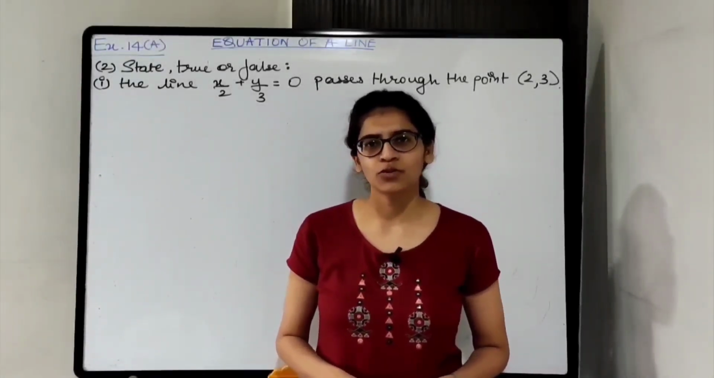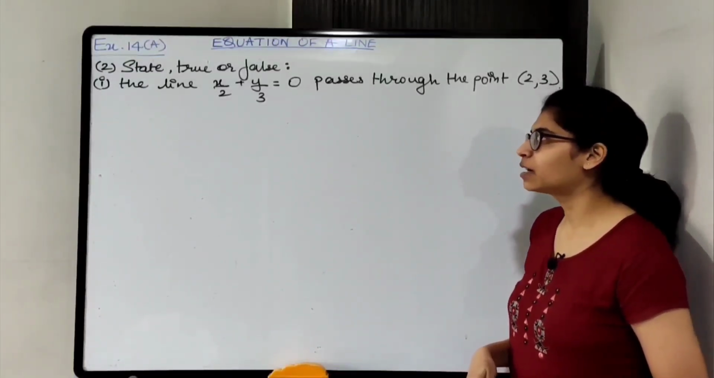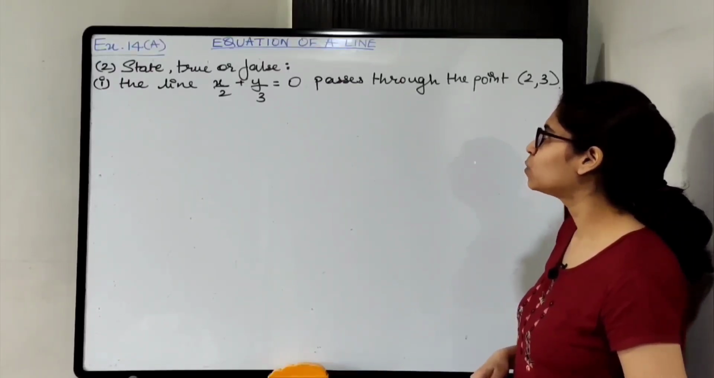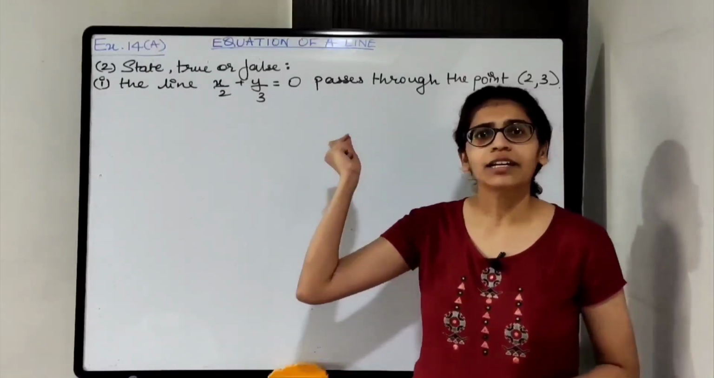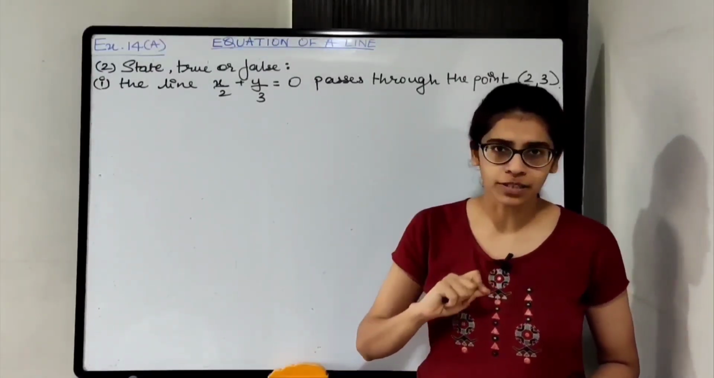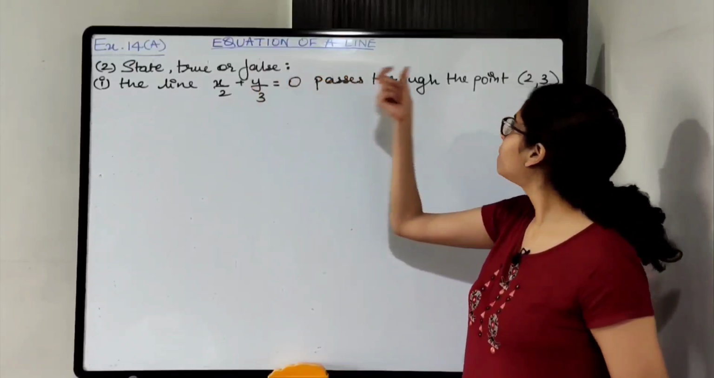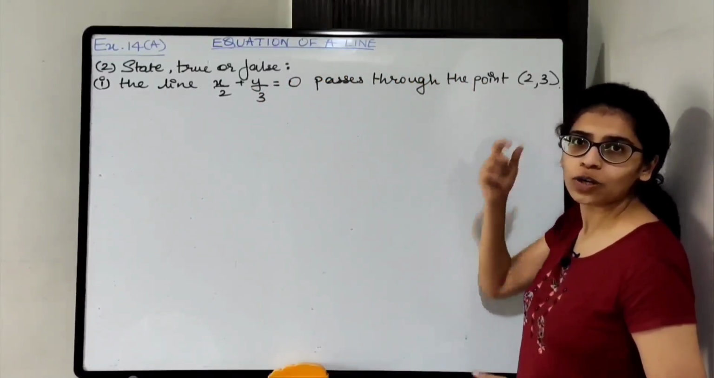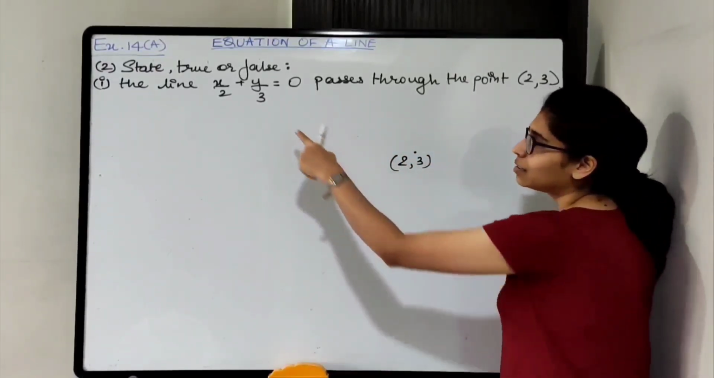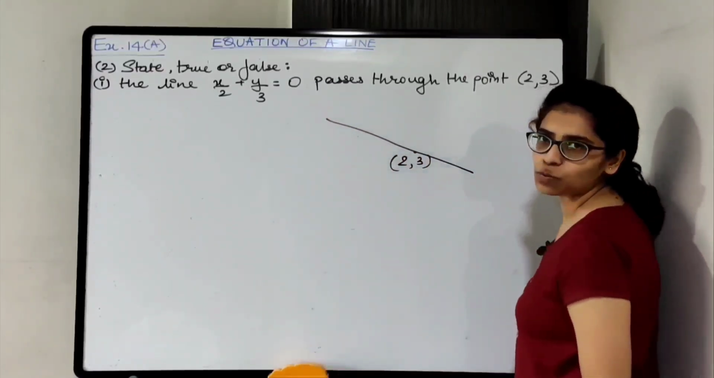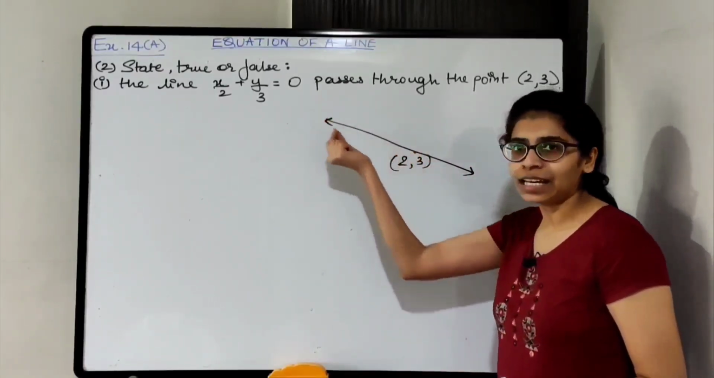Next question, question number 2. State true or false. There are 5 parts to this question, starting with the first part. The line x by 2 plus y by 3 equal to 0 passes through the point 2, 3. Statement is given and you have to find out if the statement is true or false. So the statement says that this line having this equation is passing through this point, the point having coordinates 2, 3. Okay. So it means that the point is lying on the line.